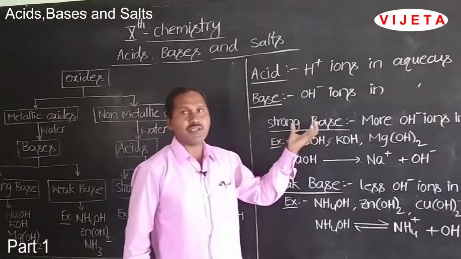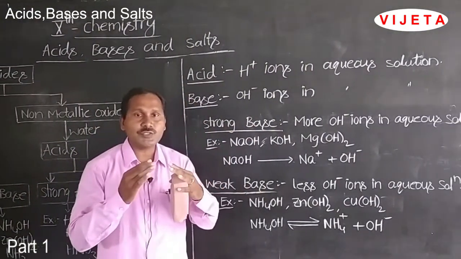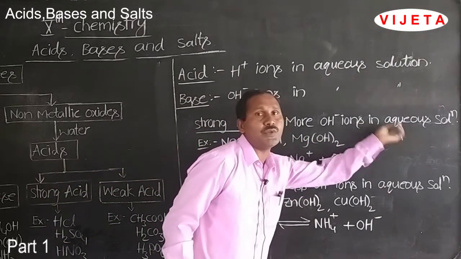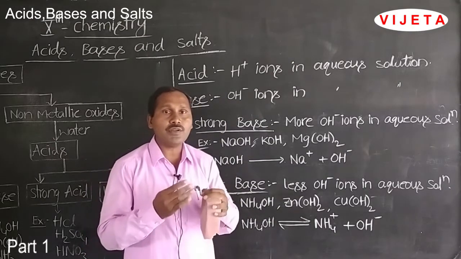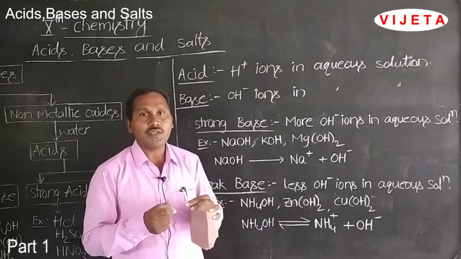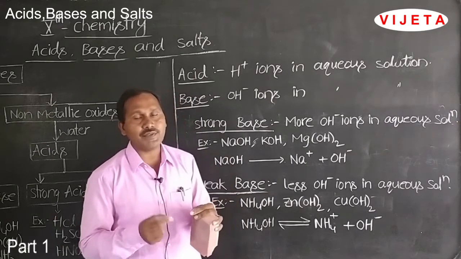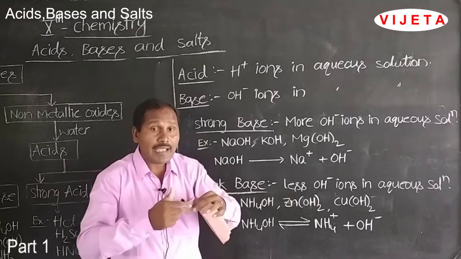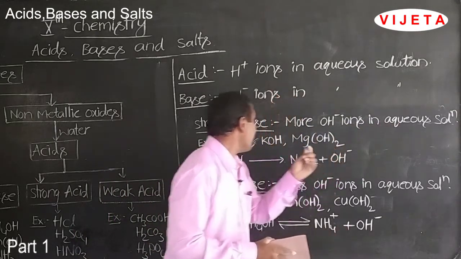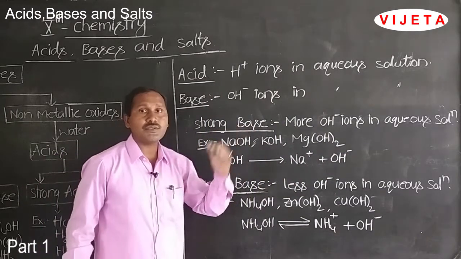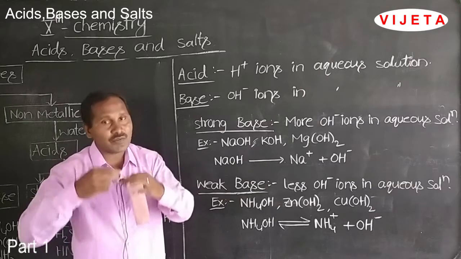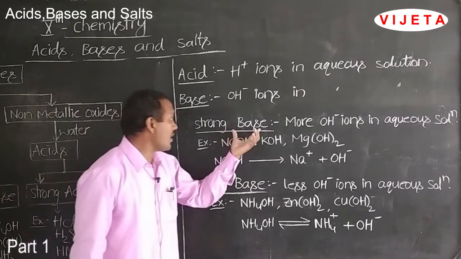Here, strong base. Strong base means the substance which produces more OH- ions in aqueous solution. Already you know that aqueous solution means a salt is dissolved in water. In aqueous solution, more OH- ions are released, so that is called a strong base.